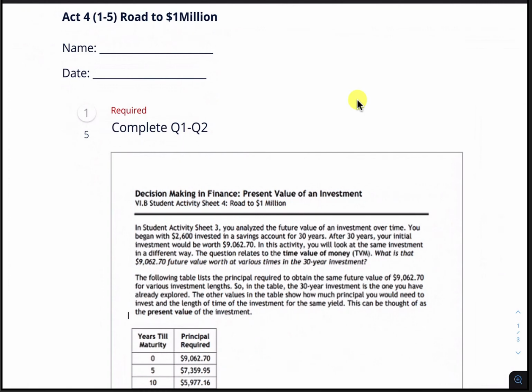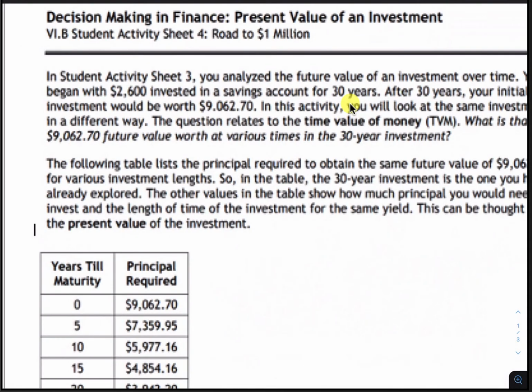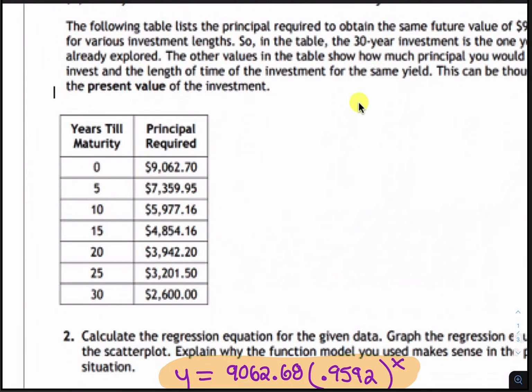Hello and welcome back. This video covers Unit 6, Activity 4, numbers 1 through 5, Road to $1 million. You might recall in Activity 3 that we started with $2,600, and then after 30 years, the money was worth $9,062.70. Now let's look at this problem in reverse.